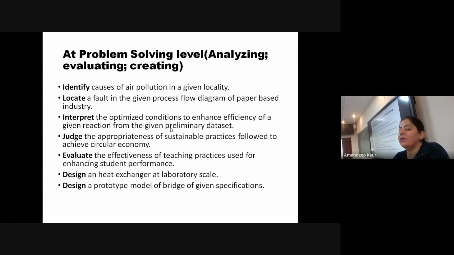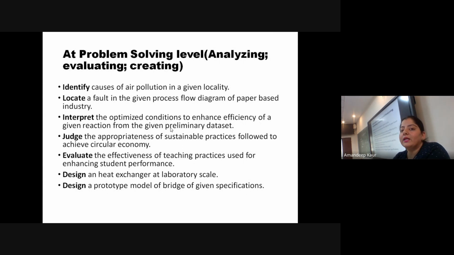Identify causes of air pollution in a given locality. So when I'm saying in a given locality, it is a hypothetical situation. First, the student needs to select the locality. So locality can be UP, locality can be Haryana, locality can be Chandigarh. There are different levels of air pollution indicators in these three different regions. So the student needs to identify the causes of the air pollution based on the location selected by the student.